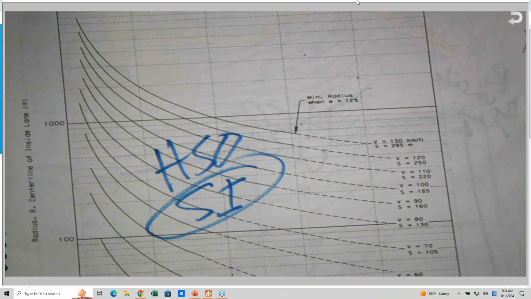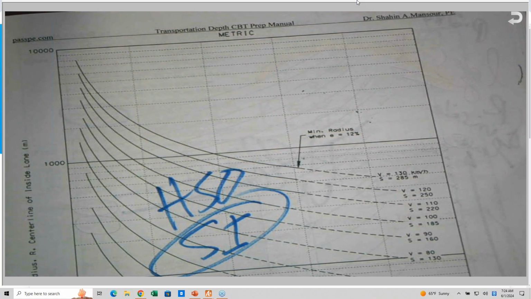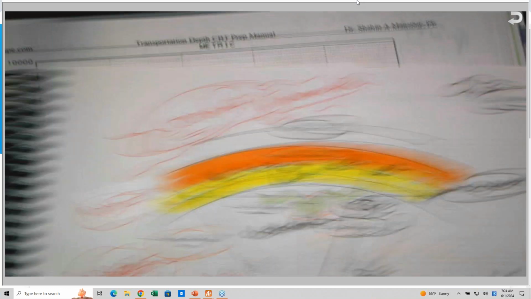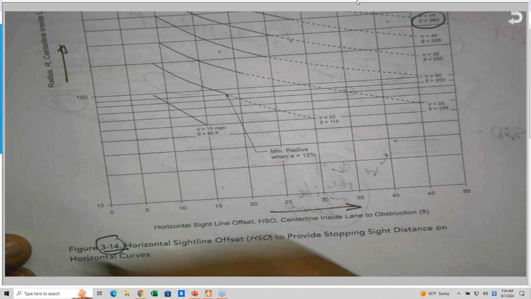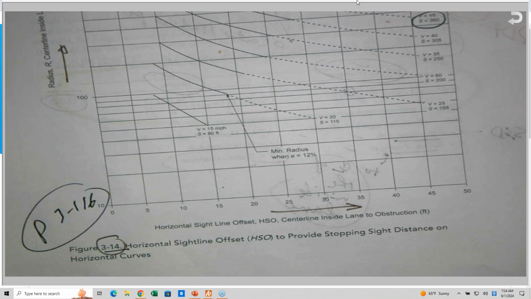and 4-23, and I showed you also how to use the graphs, or the figures, or the charts, the design charts. The charts are also given in the same book. Here they are. These are the charts I use. This is figure 3-14, on page 3-116 of the geometric design of highways and streets.